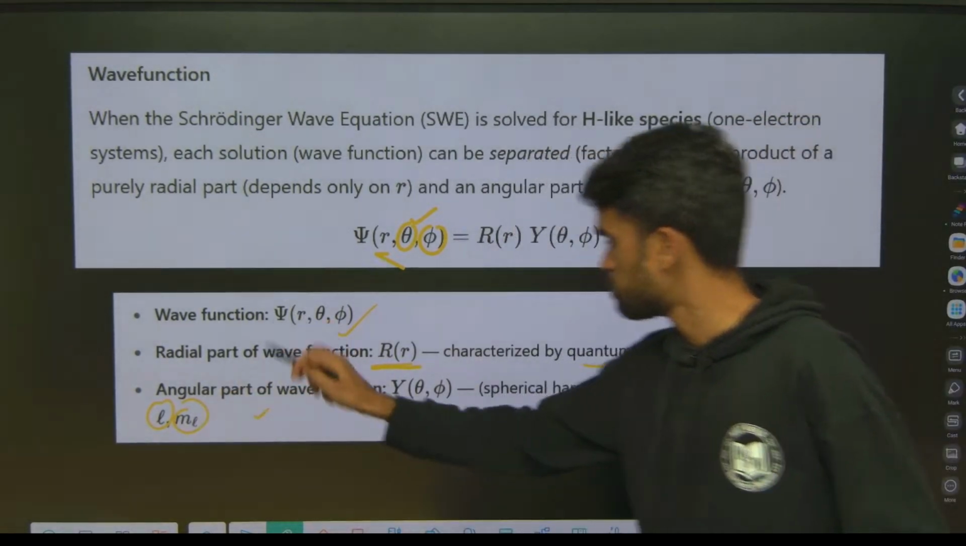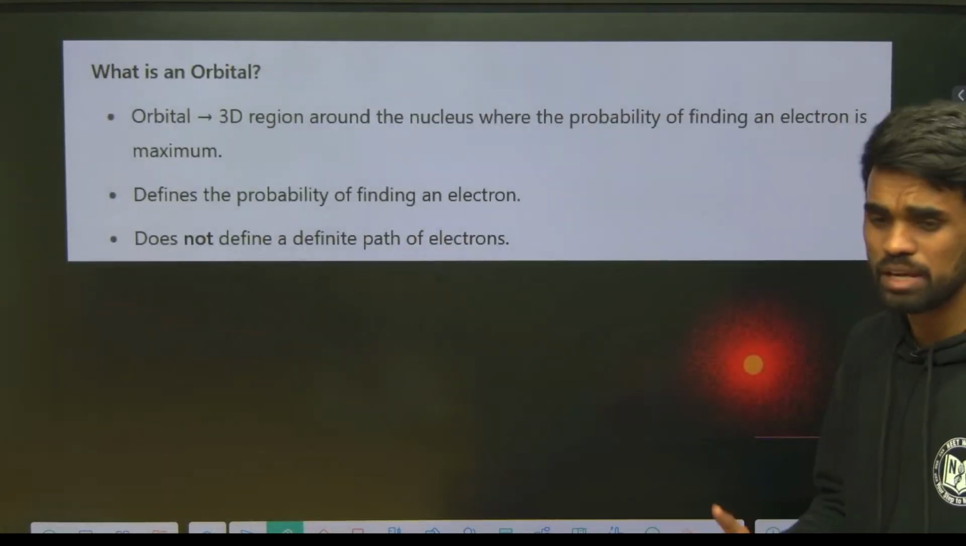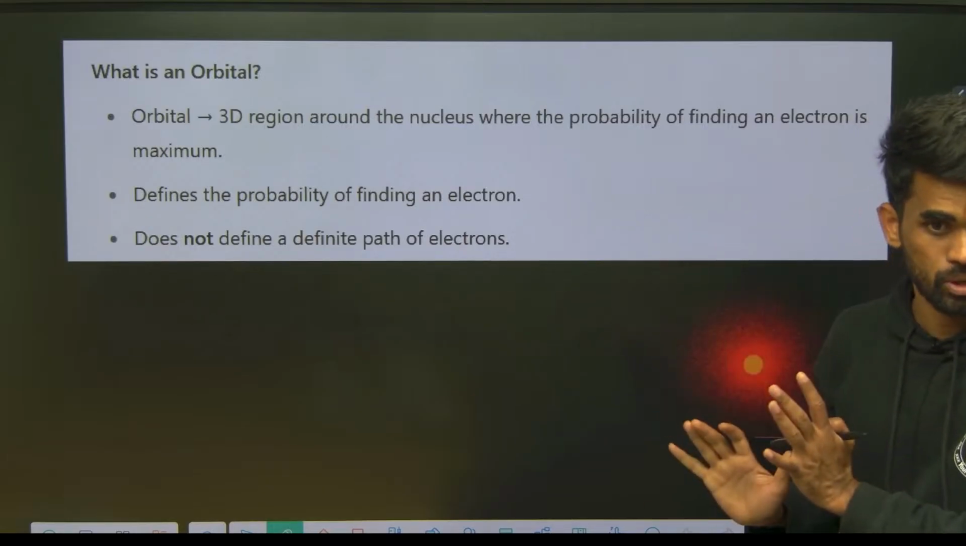Okay, L is common in both. Remember this. Solving the equation is not needed, but just remembering these points is important here.